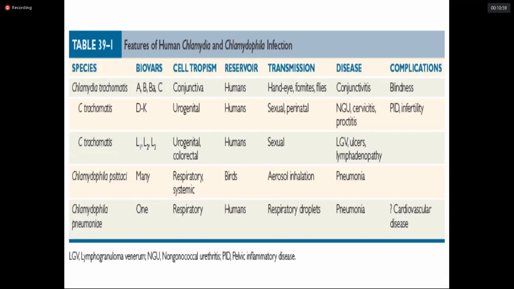So part of the infertility investigations that we do is to check for infection with Chlamydia trachomatis. The three L's, L1, 2, 3: urogenital, colorectal, reservoir human, transmission sexual here, and can cause lymphogranuloma venereum, ulcers, and lymphadenopathy. As I mentioned, Chlamydophila psittaci and Chlamydophila pneumoniae have been dealt with in the respiratory system. Both can cause pneumonia.